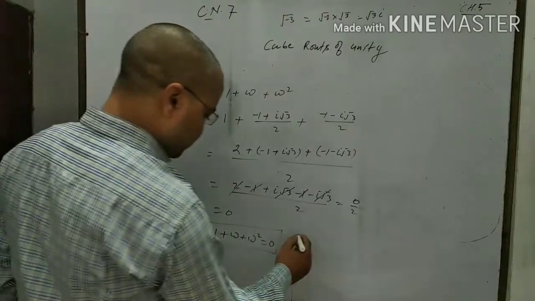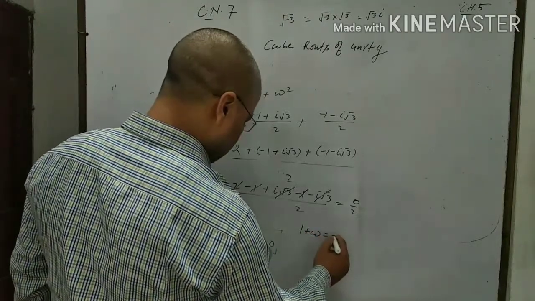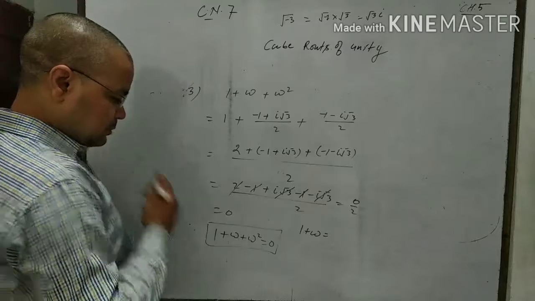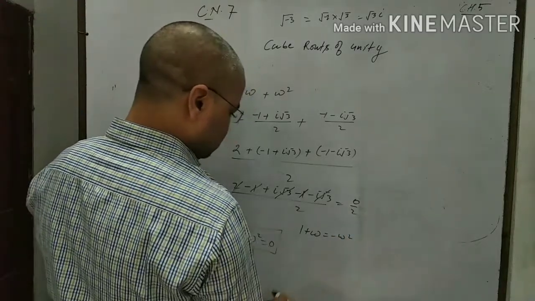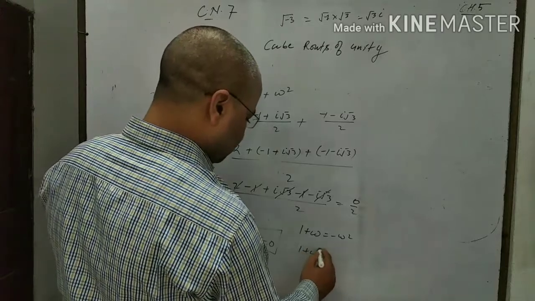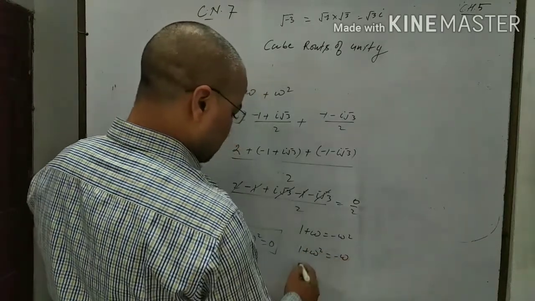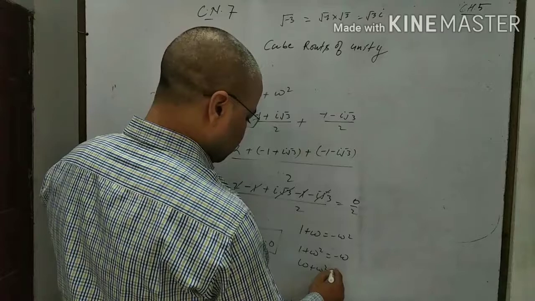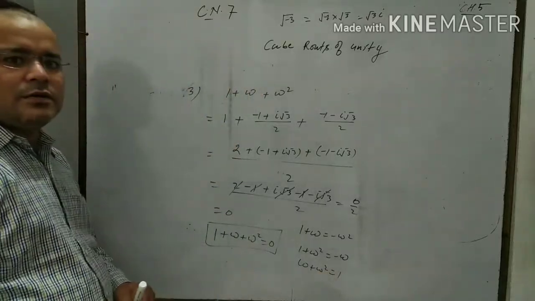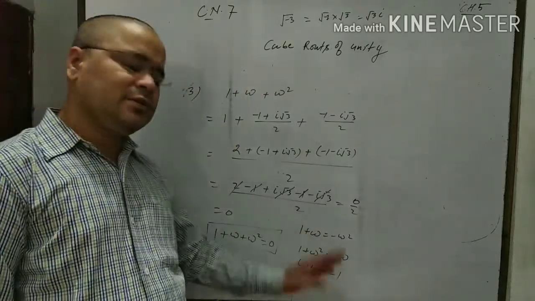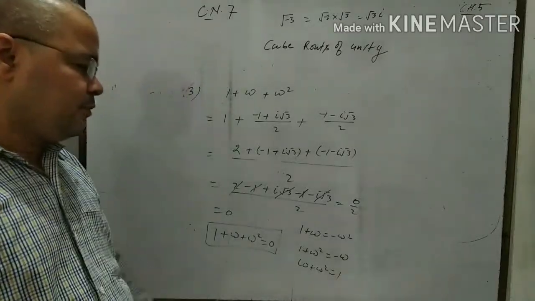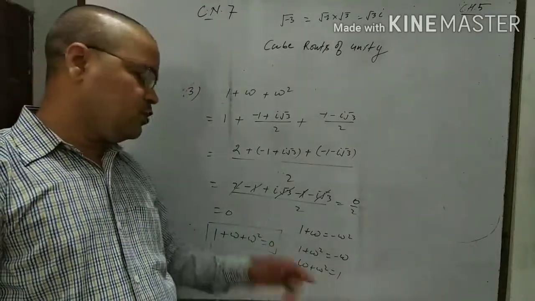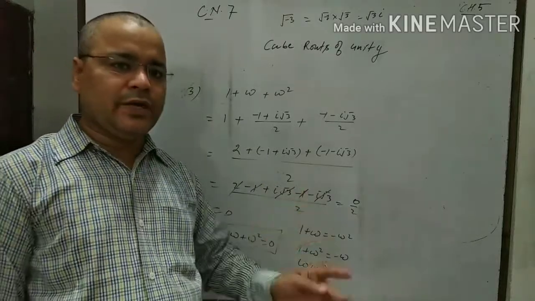So now here we can write 1 plus omega is equal to minus omega square. 1 plus omega square is equal to minus omega. Omega plus omega square is equal to minus 1. In this way, we can make some more relations with the help of 1, omega and omega square roots.